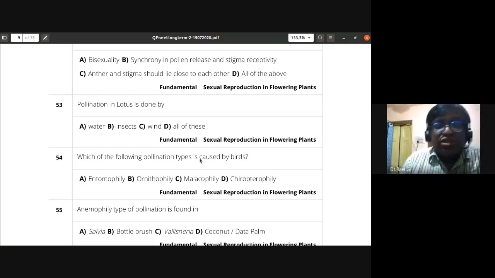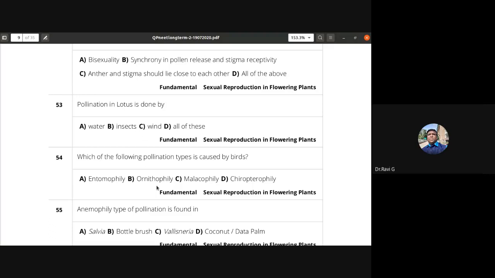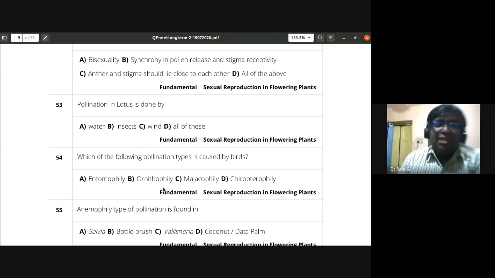54th, which of the pollination types is caused by birds? B, ornithophily. See, entomophily is by insects. Ornithophily, you might have studied, ornithology is the study of birds. Father of Indian ornithology, Dr. Salim Ali. You might have known about all those. So from that word, ornitho is derived. So the pollination caused by birds is ornithophily.